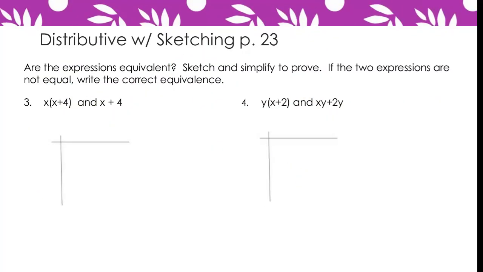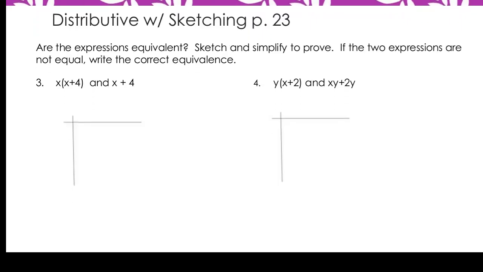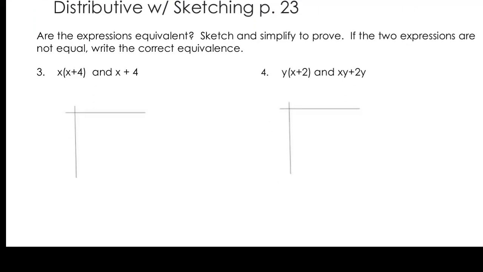Two more. So we have x times x plus 4 and x plus 4. I wonder if I forgot to include one there. Did I write that correctly? X squared. I skipped it. Yes, this should be x squared.